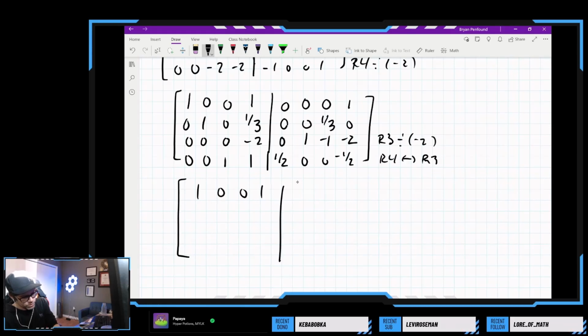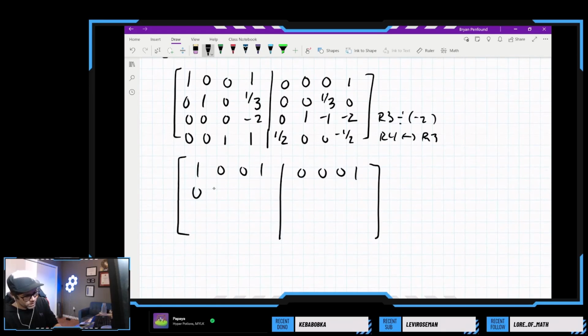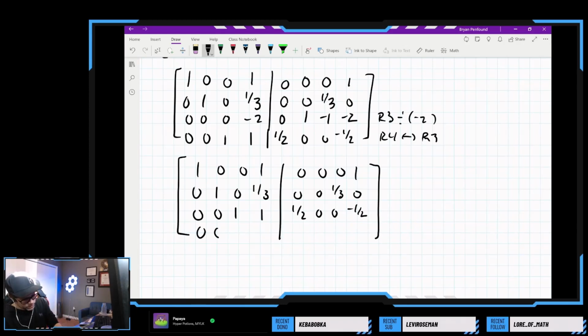So no change here to row number 1. Should be good there. This should be no change to row 2 as well. We are going to move this one up. And then we need to move this one down and also divide by negative 2. So that'll give us our final leading one. This should be a 0. This should be a negative half, a positive half, and a 1.